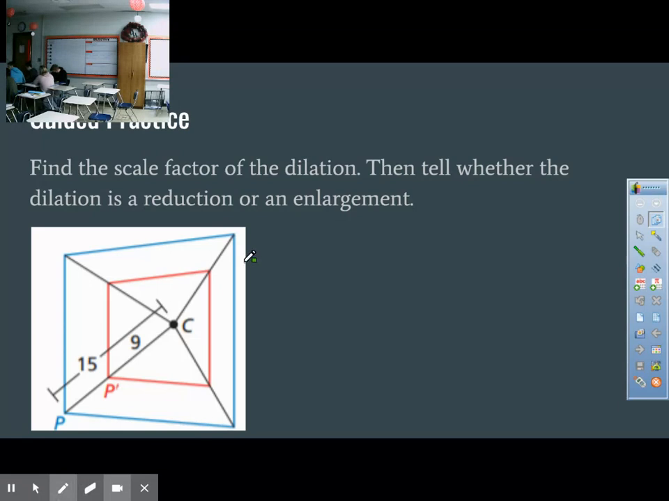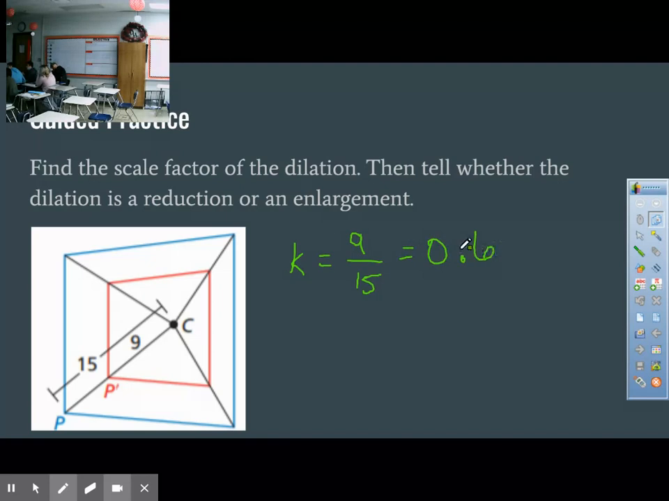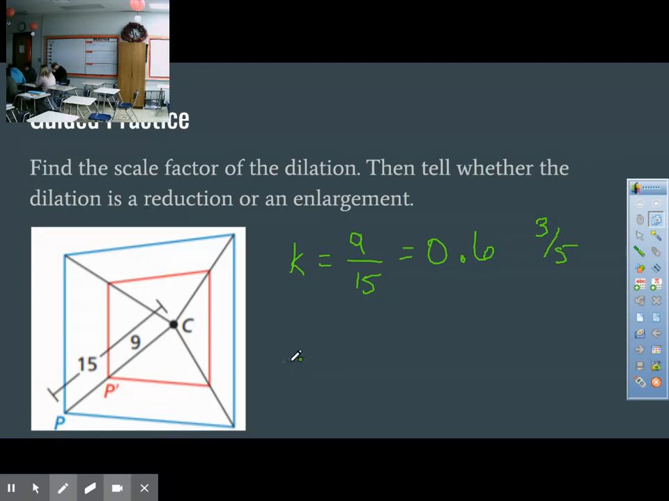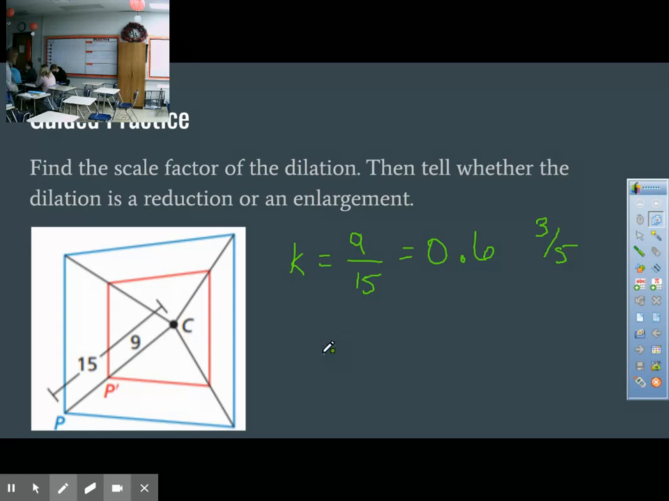All right, if I can have your attention, please. Brett, what did you and your partner get for the scale factor? 9 divided by 15 equals 0.6. You said 9 over 15, and you said you got 0.6? Yeah. All right, do y'all agree with that? Yeah, you could have also had it as 3/5, either 3/5, 0.6, or you could have even had 60%. And Sydney, did your group say that that was a reduction or an enlargement? Reduction.